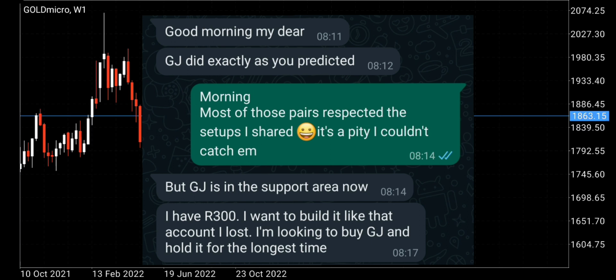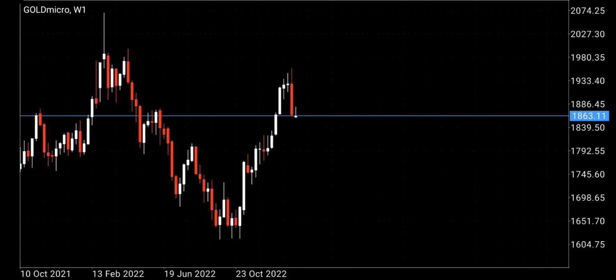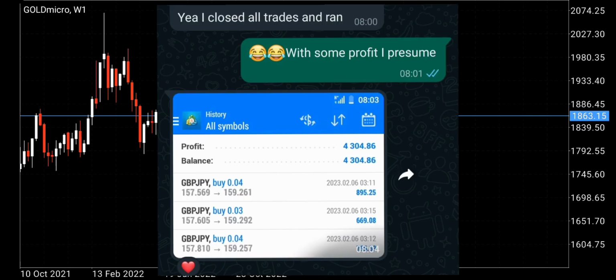She went again with a smaller amount, I think it was around 300, and then she did the same thing, but this time around she was trading, what was it? I think GJ, and then she managed to grow it again. Now she's over 4,000 rands up. So you see, that's what I teach.